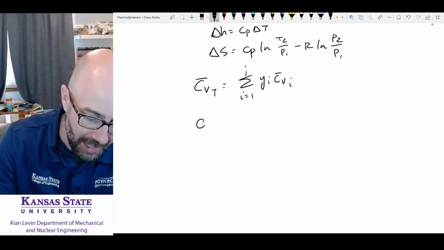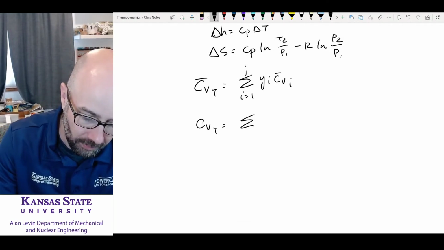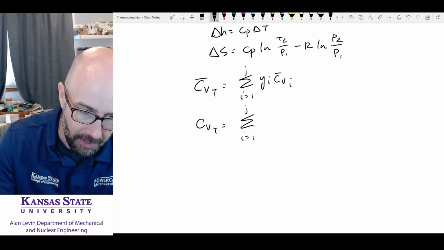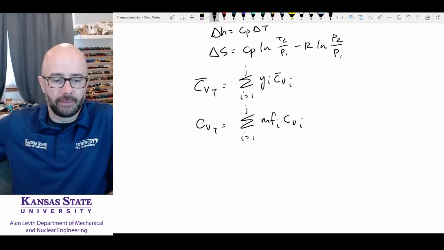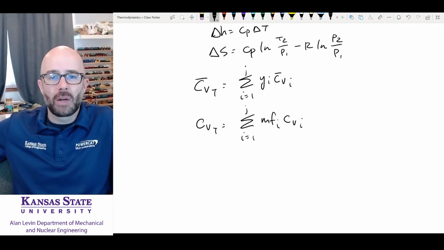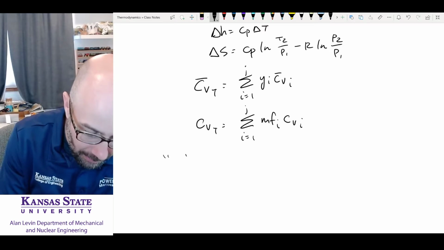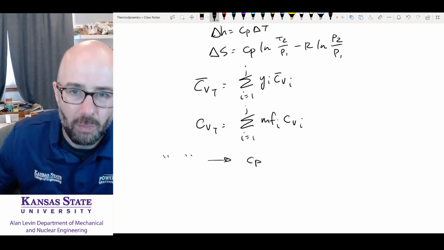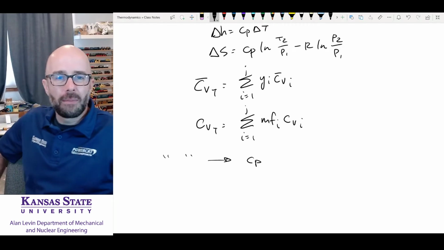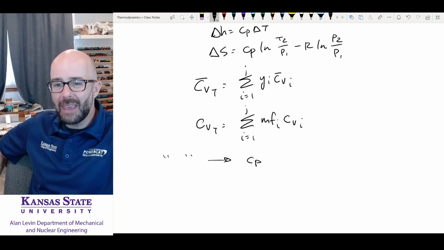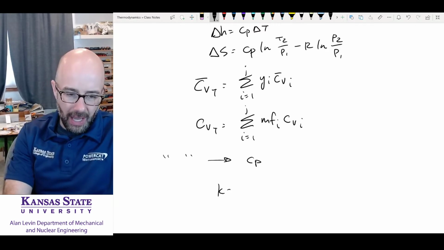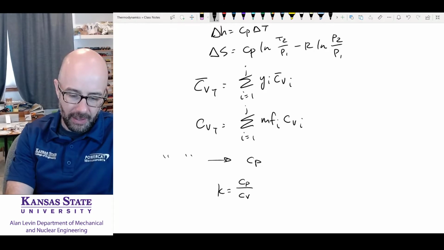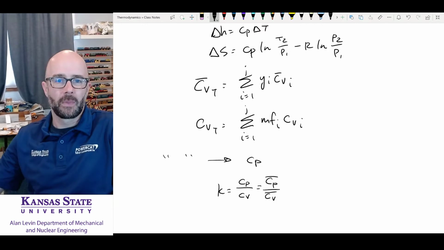If I want to find this on a mass basis, it's the summation of i equals 1 to j of the mass fraction of each component times C sub V of each component. And the same thing works for C sub P. I don't want to rewrite that and waste your time. You know how to do this. It's the same. And we know that the ratio K is equal to C sub P over C sub V, which is equal to C sub P bar over C sub V bar. Same thing.